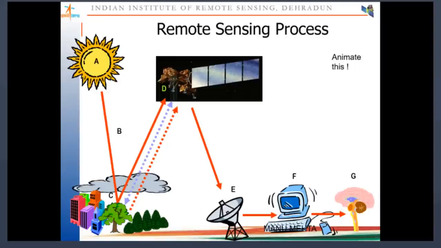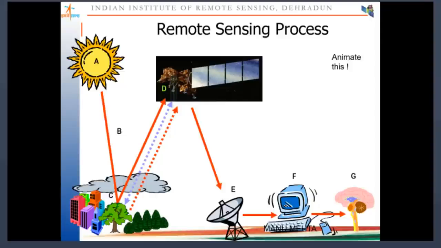Also, for calibration of the remote sensors, before you fly them on the board, you have to first calibrate them with respect to field measurements. So for calibration as well as for validation, we are still dependent on field measurements. Also, for certain applications like subsurface analysis, etc., we are still dependent majorly on field measurements.